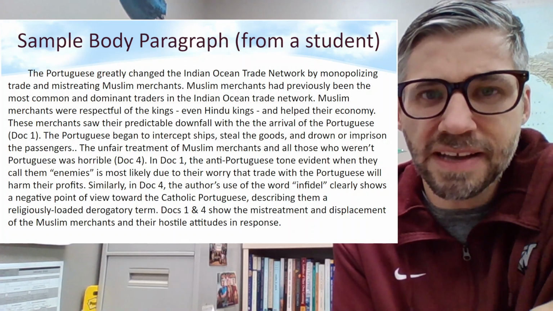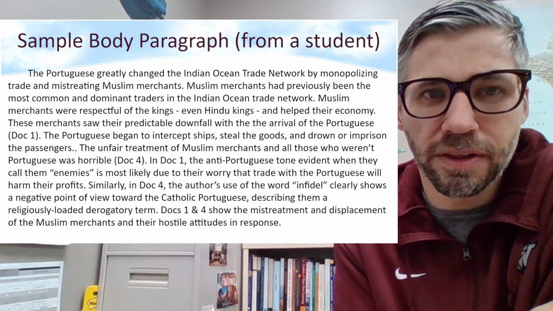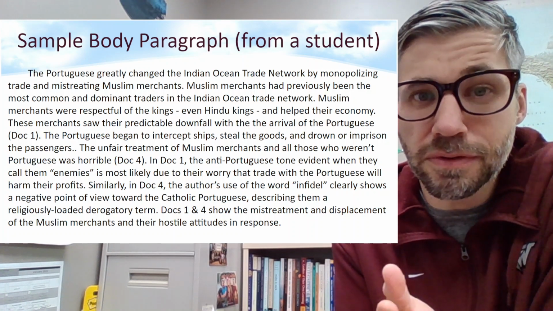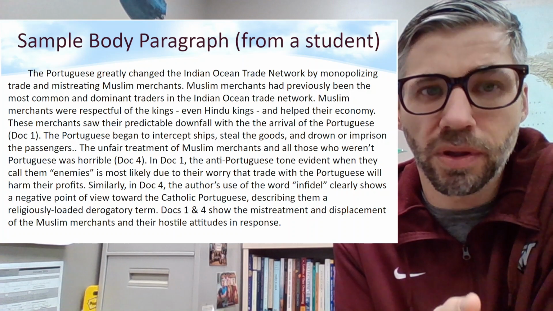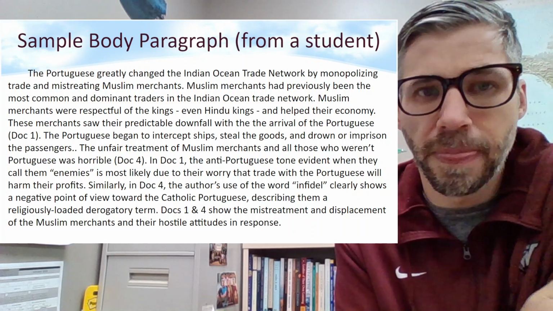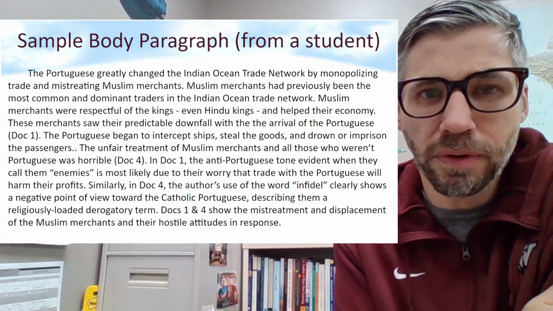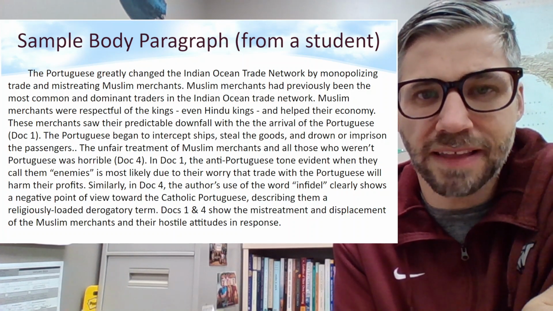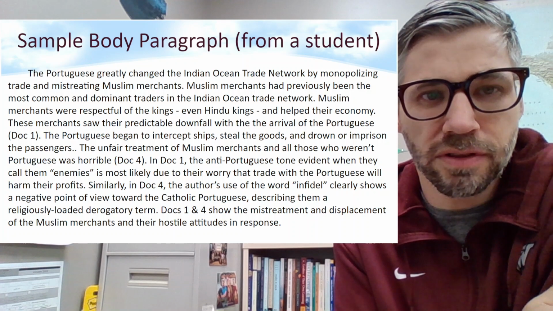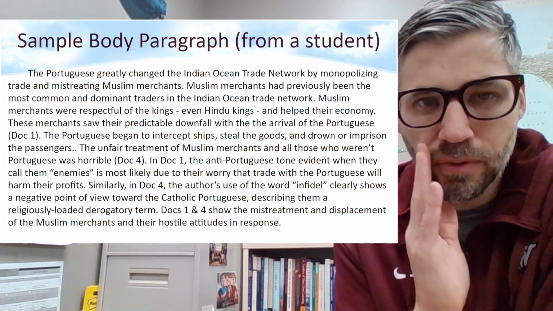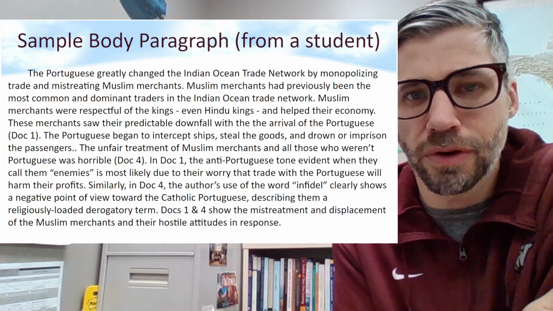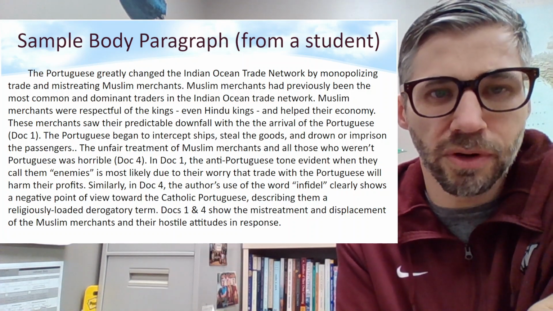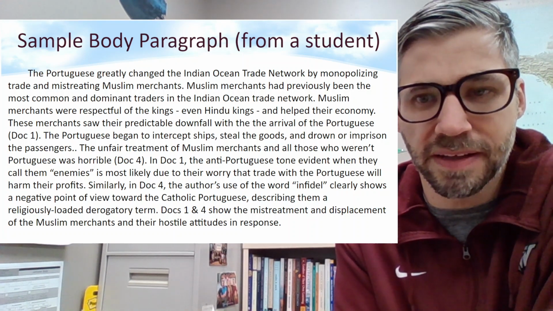In document 1, the anti-Portuguese tone was evident when they called them enemies, is most likely due to their worry that the trade with the Portuguese will harm their profits, sourcing. Similarly, in document 4, the author's use of the word infidel clearly shows a negative point of view toward the Catholic Portuguese, describing them in religiously loaded derogatory term, sourcing. Documents 1 and 4 show the mistreatment and displacement of the Muslim merchants and their hostile attitudes in response."